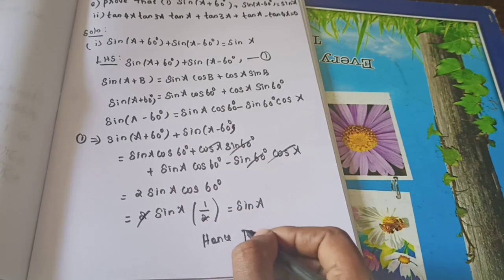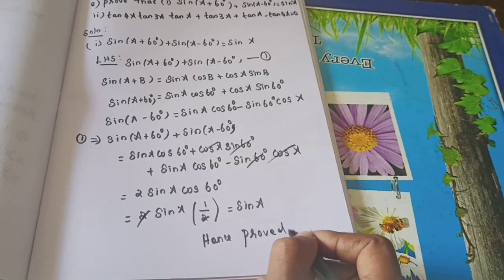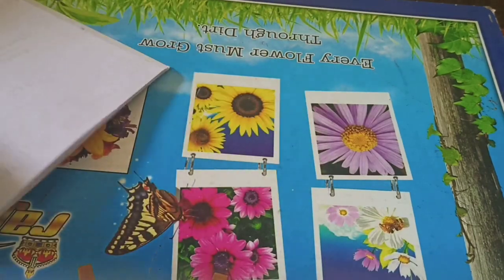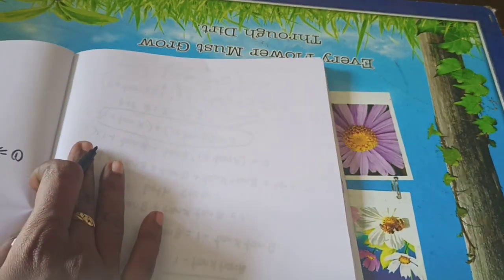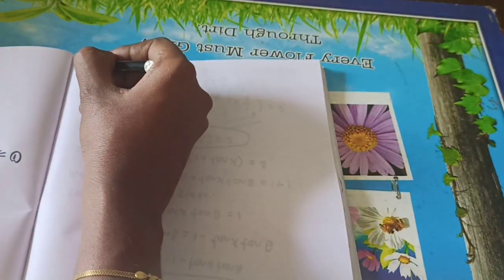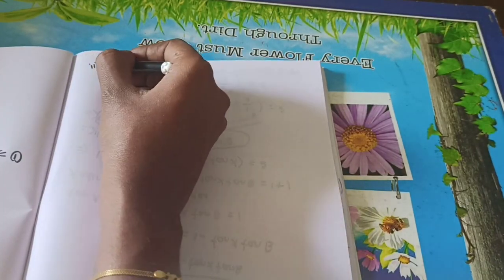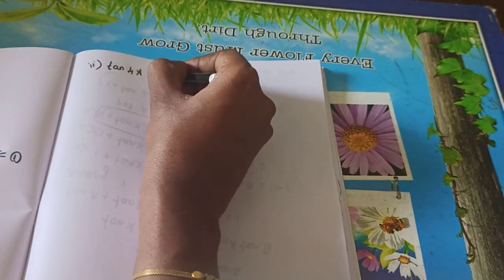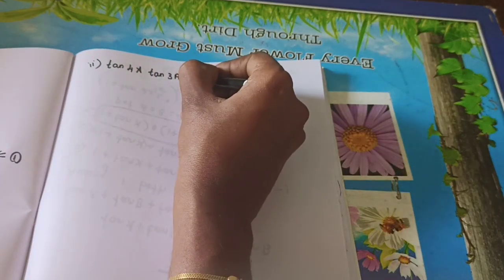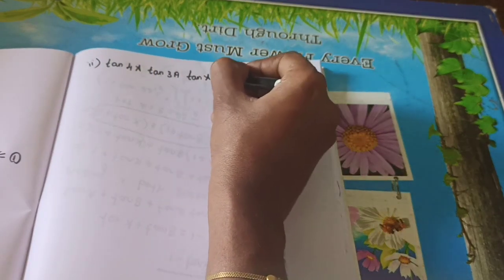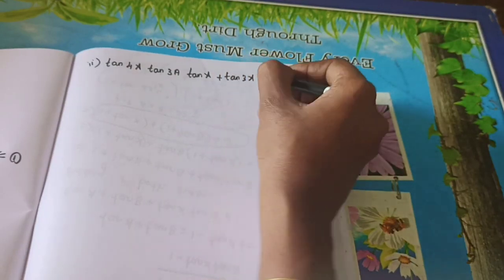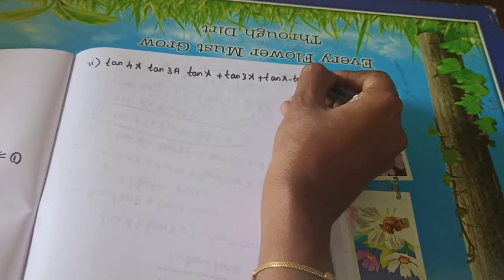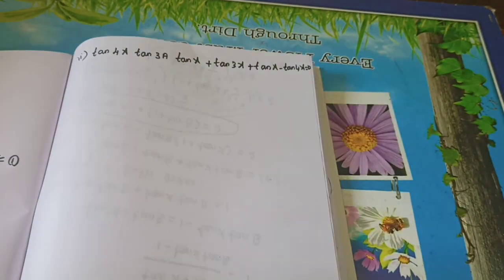So it's very easy. That's why I asked you to try. Those who tried, very good. Okay, let's move to the next part. Second part. Second one is tan 4a tan 3a tan a plus tan 3a plus tan a minus tan 4a equal to 0.